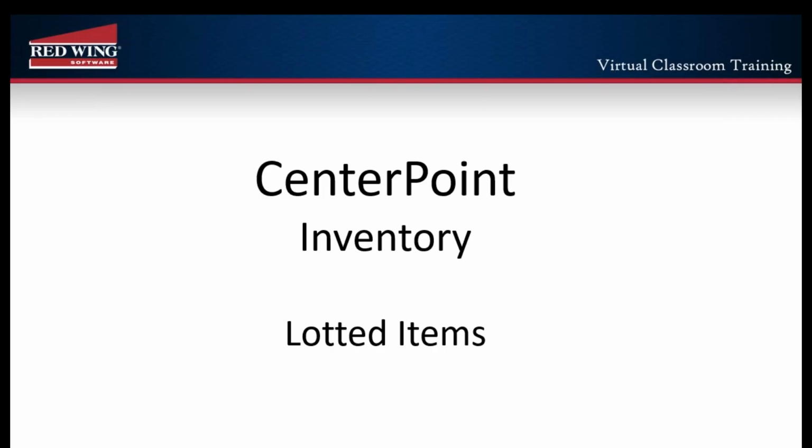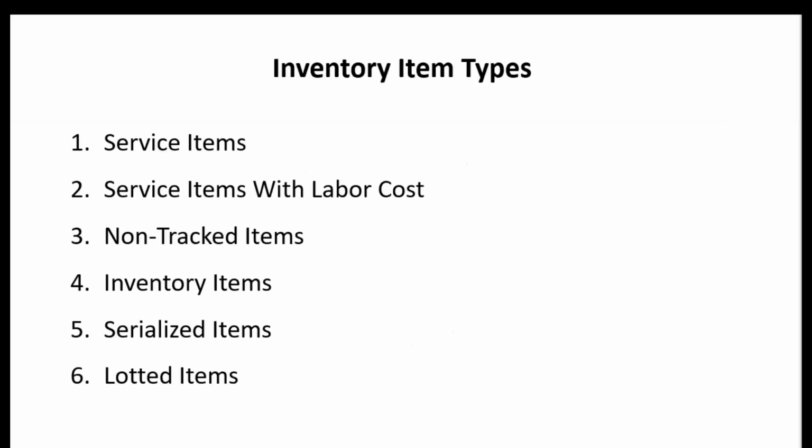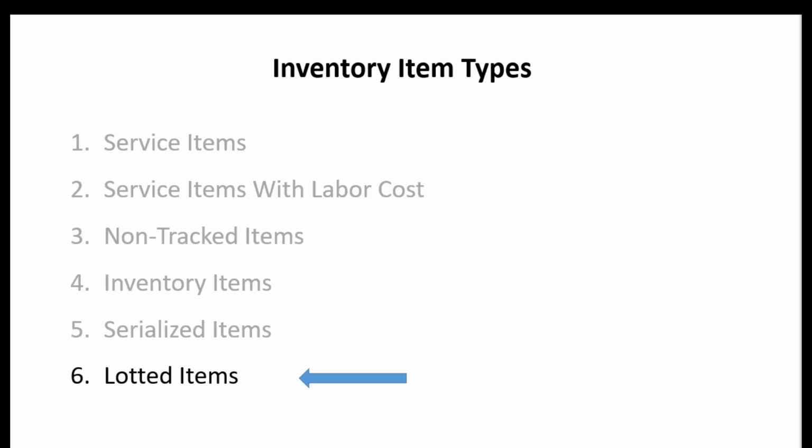The addition of the optional inventory module to CenterPoint allows a user to set up both sales items and inventory items for the items that they want to include on a customer invoice. The types of items that are available with the inventory module in CenterPoint are service items with labor cost, non-tracked items, inventory items, serialized items, lotted items. This video will concentrate on the setup of lotted items.